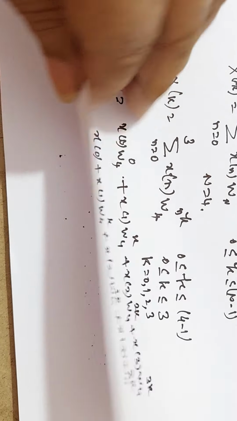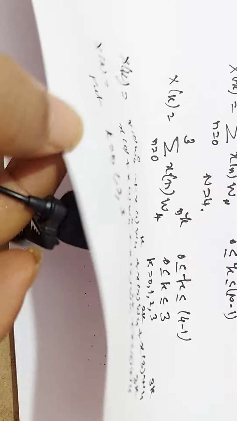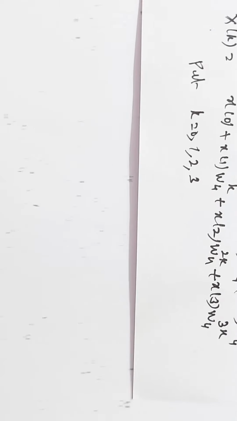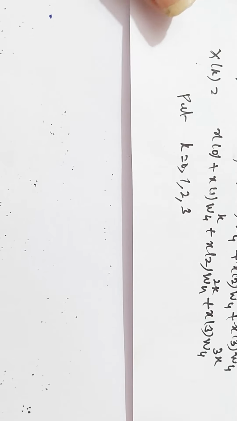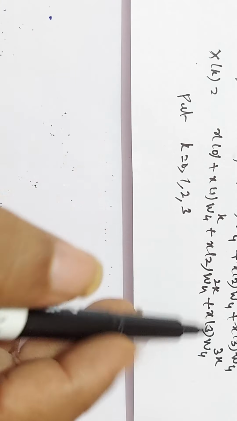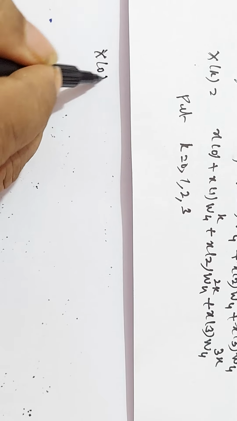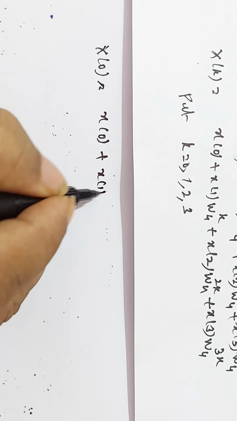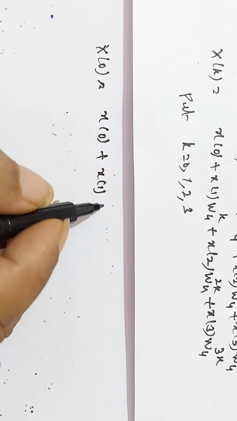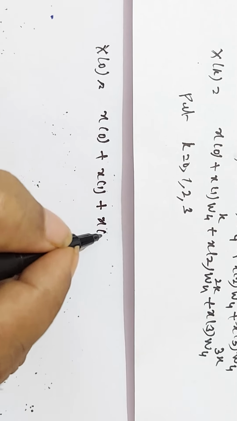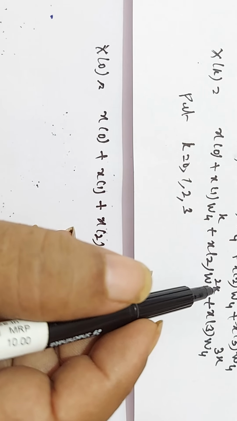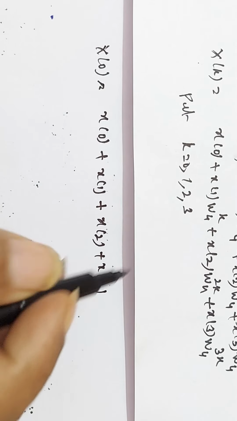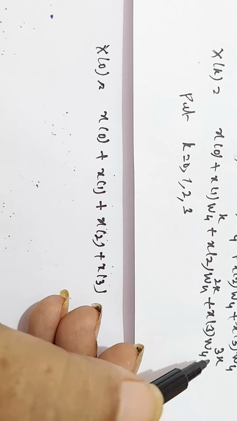Now see, when k equals 0, from this expression we get x of 0, the first sample, which is equal to x of 0 plus x of 1, k equals 0, W4 to the power of 0 is 1 itself, plus x of 2, k equals 0, 2 into 0, 0, W4 0 is 1 itself, plus x of 3, k equals 0, 3 into 0, 0, W4 0 is 1 itself.